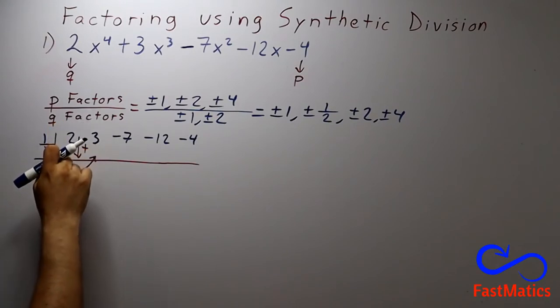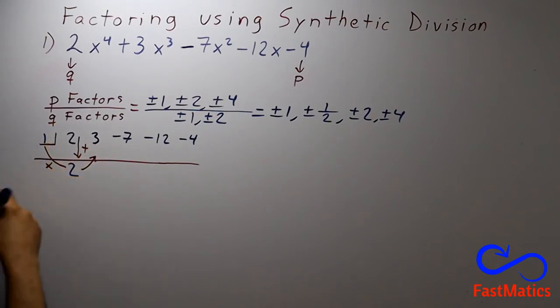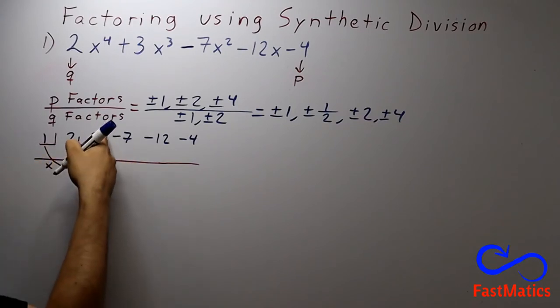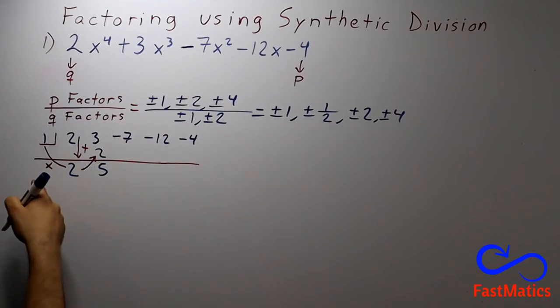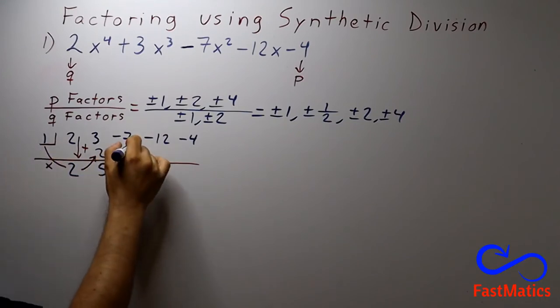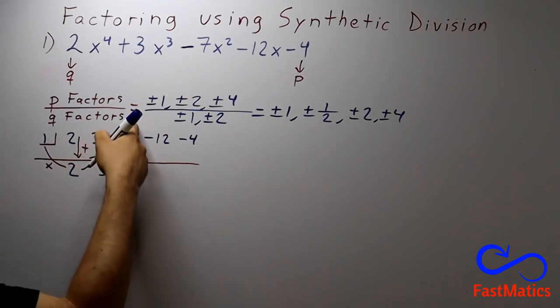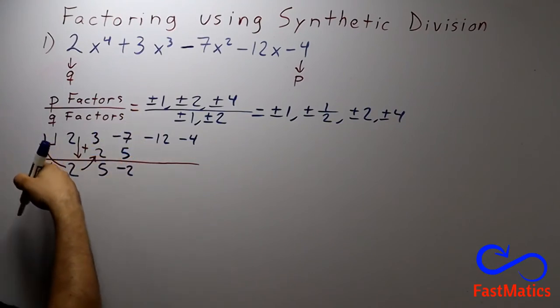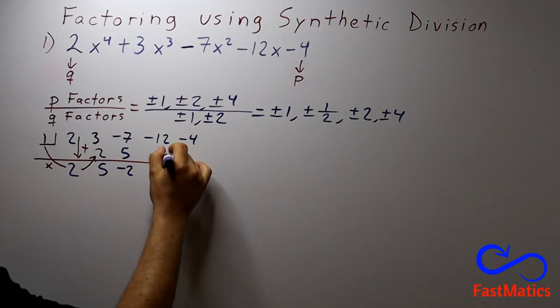So 2 plus nothing, 2. 1 times 2 is 2. Again, 3 plus 2, 5. And now 1 times 5, 5. Again, negative 7 plus 5, negative 2. And after that, 1 times negative 2, negative 2.